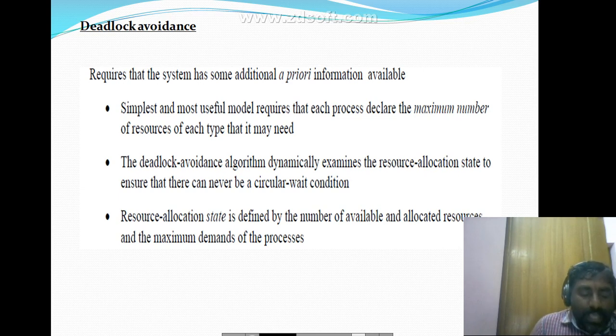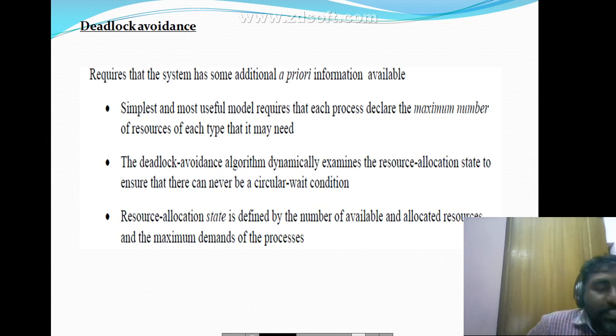That is, if Pi's resource needs are not immediately available, then Pi waits until all Pj have finished. When Pj is finished, Pi can obtain needed resources, execute, return allocated resources and terminate. So when Pi terminates, the next Pi plus 1 can obtain its needed resources, and so on, like that. If a system is in safe state, it means there is no deadlock. If a system is unsafe, it means there is a possibility of deadlock.